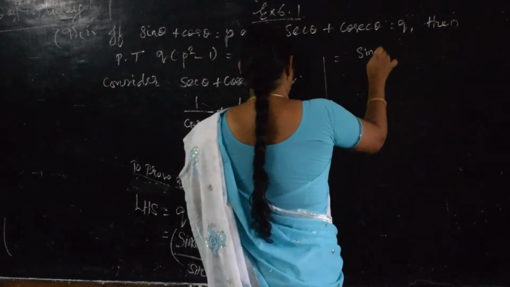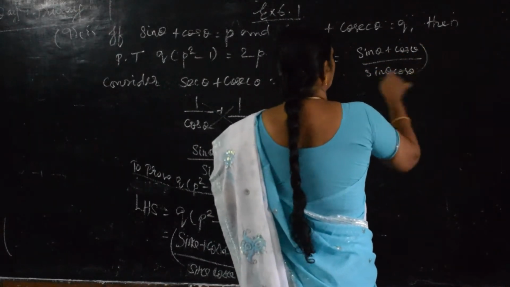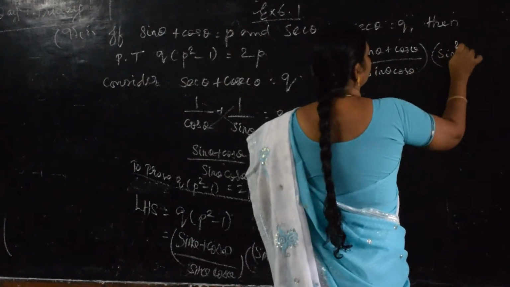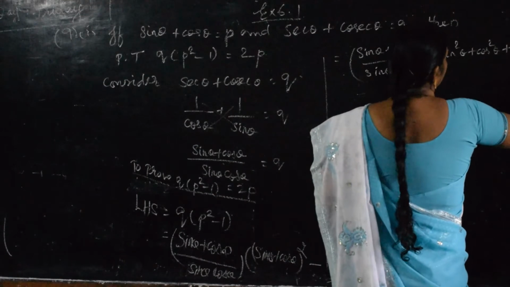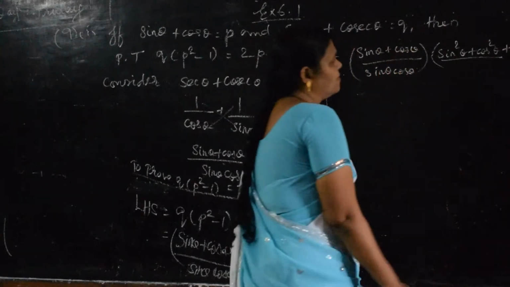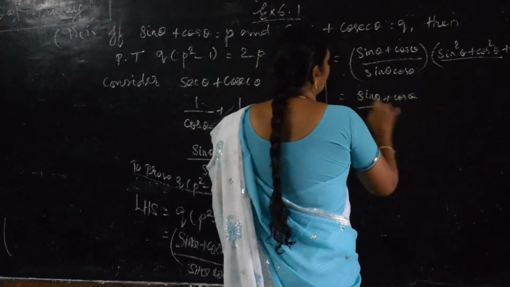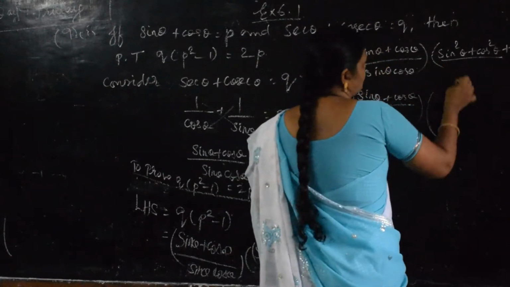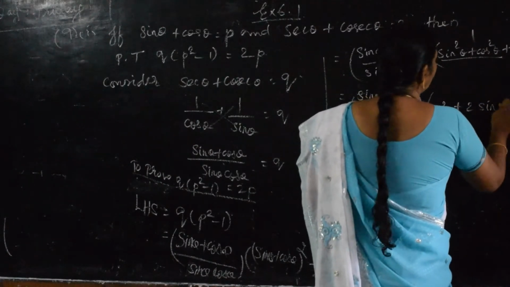So sin theta plus cos theta by sin theta cos theta into, this is in the form of a plus b the whole square, so sin square theta plus cos square theta plus 2 sin theta cos theta, minus 1. So what is the value of sin square theta plus cos square theta? 1. So sin theta plus cos theta by sin theta cos theta into 1 plus 1, that is 2, plus 2 sin theta cos theta, minus 1.